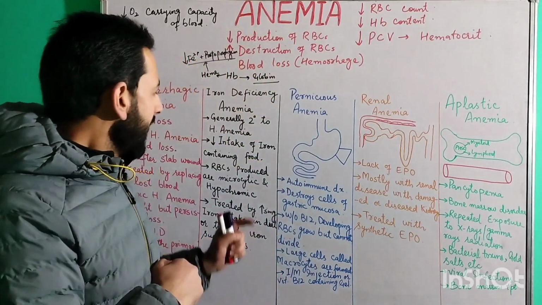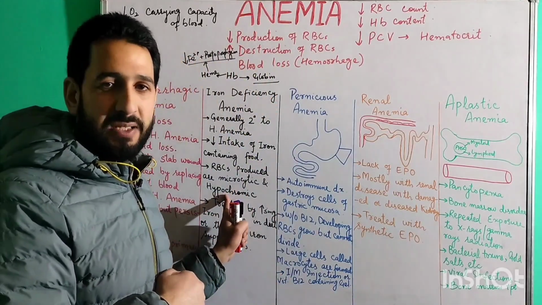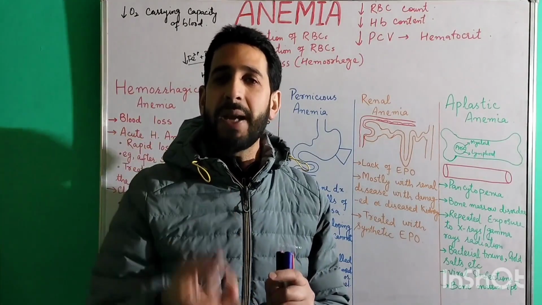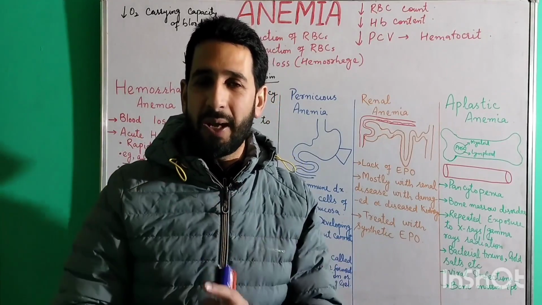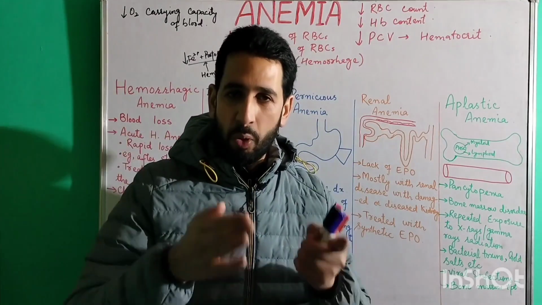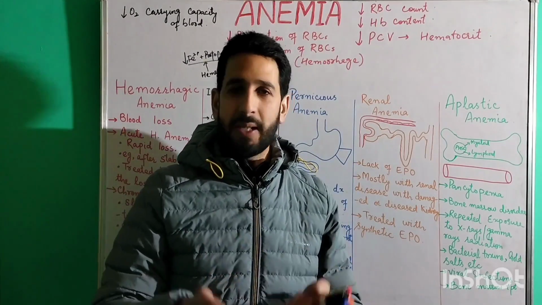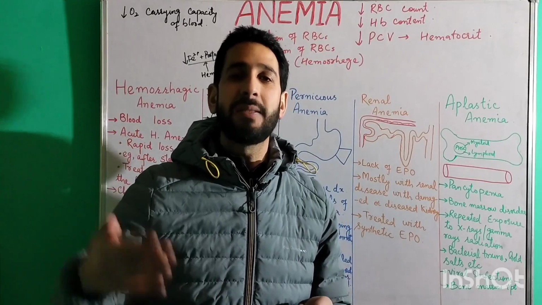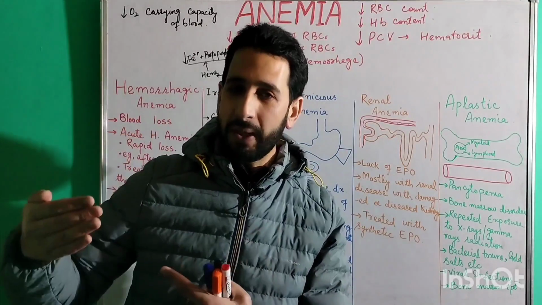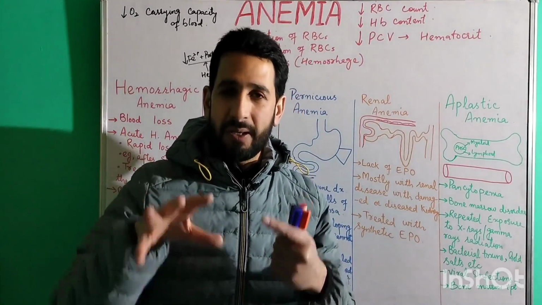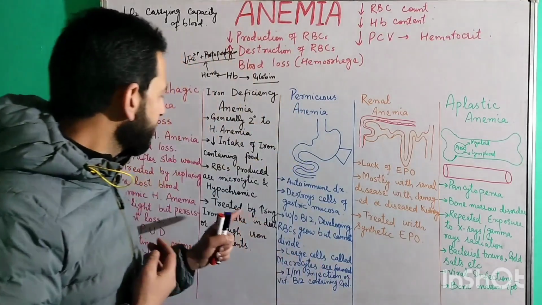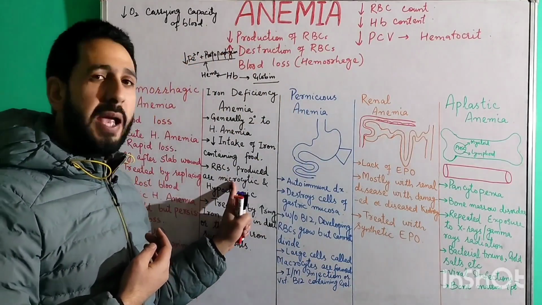Right. And apart from that, it will be hypochromic as well, because we already know that hemoglobin is actually giving the red color to the red blood cells. And if there is less hemoglobin present in the red blood cells, that means red blood cells are not as red as they should be. So they will not be normochromic, they will be hypochromic, because they will be less in color, they will appear kind of pale in color. So they are called hypochromic, and they will be microcytic.